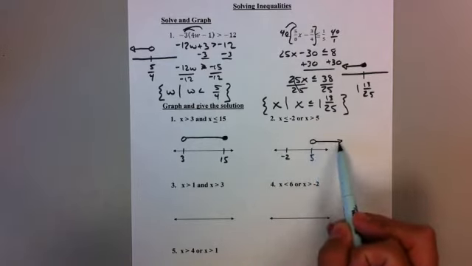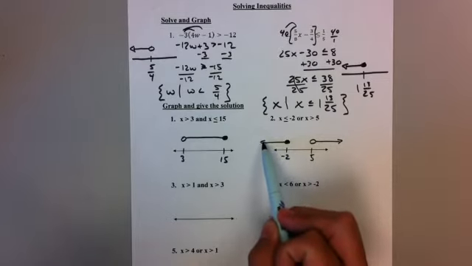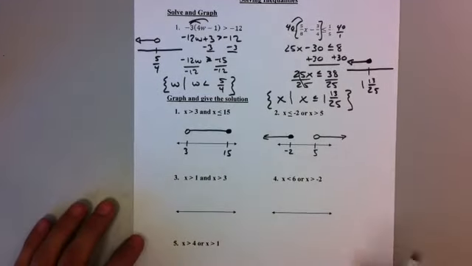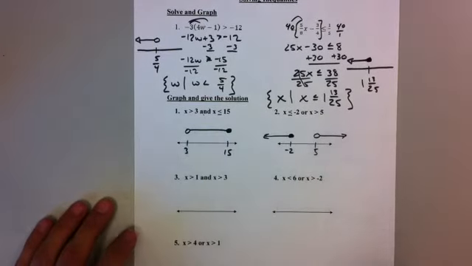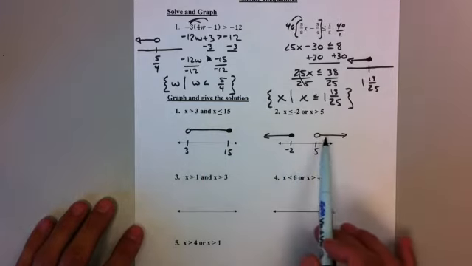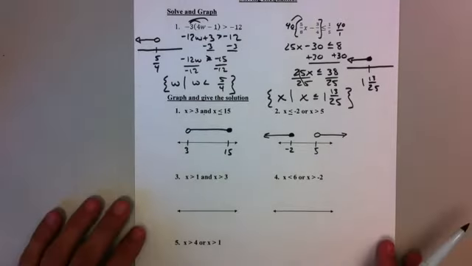Greater than 5, less than or equal to negative 2. And there you go. Now, these first two are what I would call the traditional way that AND statements and OR statements look. ANDs usually are shaded in between, ORs usually are kind of going in an opposite direction. But that's not always the case.